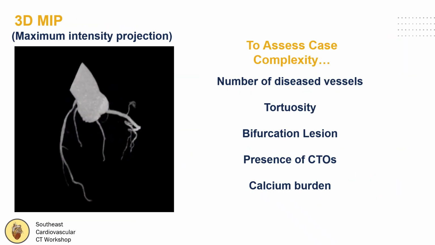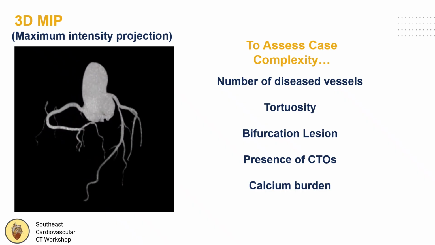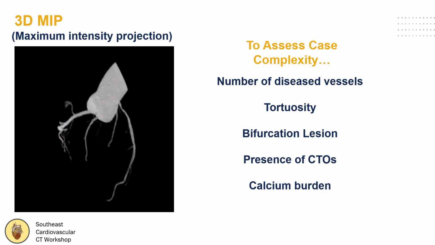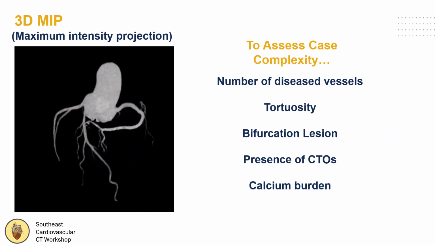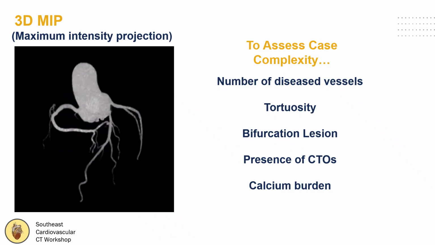The first step is really about understanding the overall procedural landscape. So using 3D MIP, we can quickly identify the number of diseased vessels, vessel tortuosity, bifurcation anatomy, chronic total occlusions, and the overall calcium burden. From an interventional cardiology standpoint, this helps anticipate procedural complexity before they ever engage the coronaries.